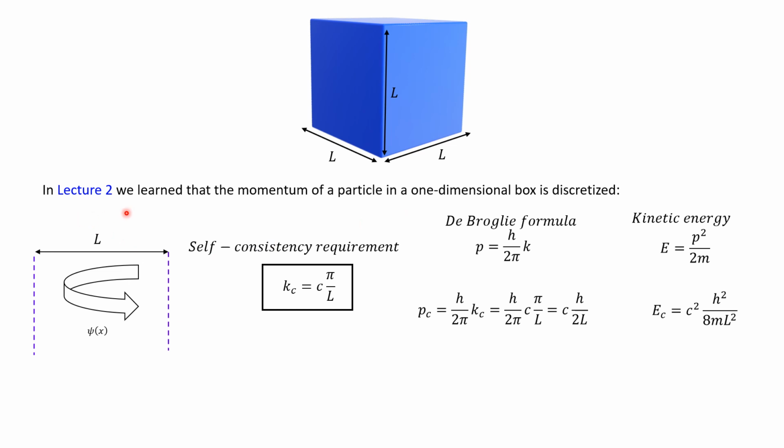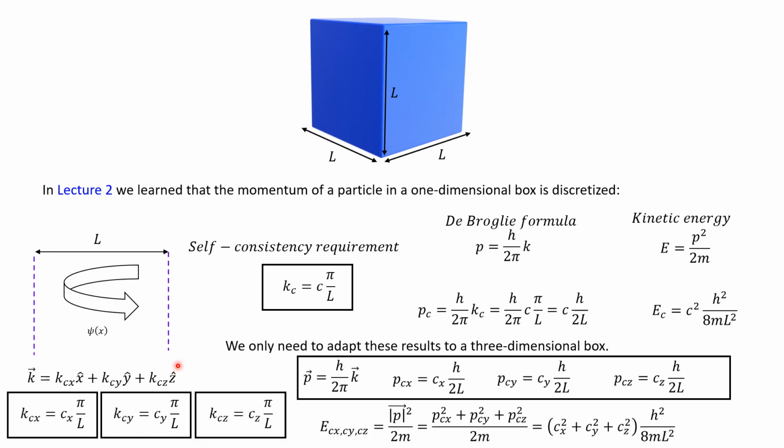So in lecture 2, we learned that the momentum of a particle in a one-dimensional box is discretized. We use the self-consistency requirement to find the discrete values of the momentum, and we found that the kinetic energy then is given by this expression. We have a very similar situation now. We still have a system particle in a box, but now our box is a three-dimensional box instead of a one-dimensional box. So all we need to do now is to adapt these results to a three-dimensional box.